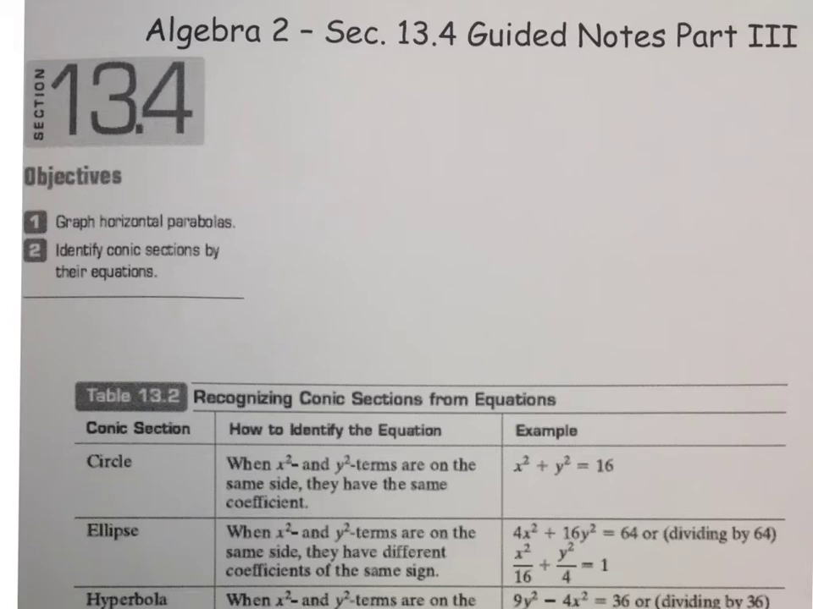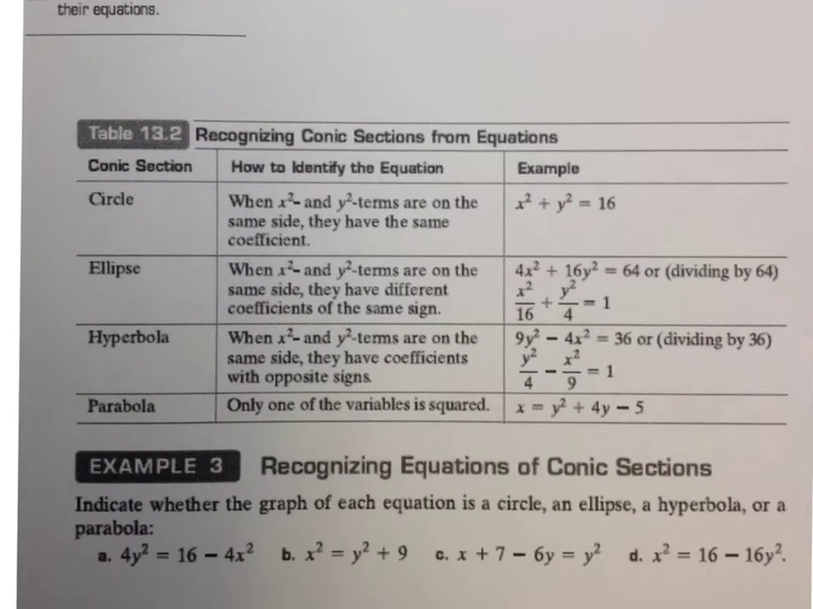This is section 13.4, part 3. We're still working on parabolas, and we're still going to be doing some graphing of parabolas. But today, we're going to talk about, in the notes, identifying conic sections by their equations, the different types: an ellipse, a circle, hyperbola, or parabola. So let's look at how we identify them.